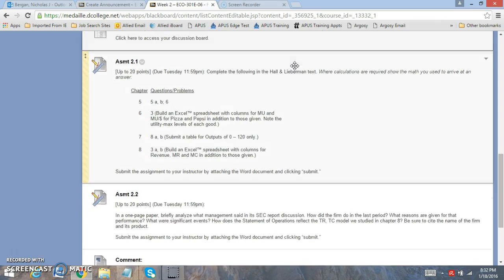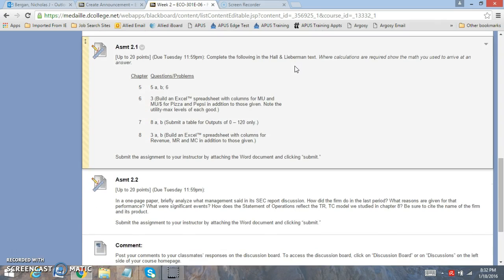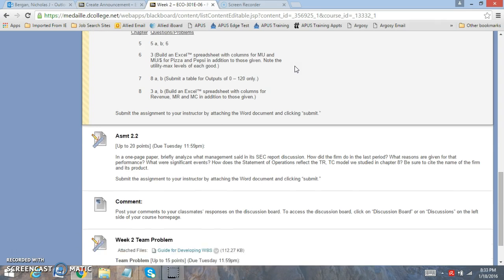And then assignment 2.1, you're going to be looking at marginal utility, marginal cost, and decisions we have to make. And make sure to focus on how to calculate marginal utility. To calculate marginal utility, you're looking at the additional utility from consuming an additional good. That's the key thing to look at.